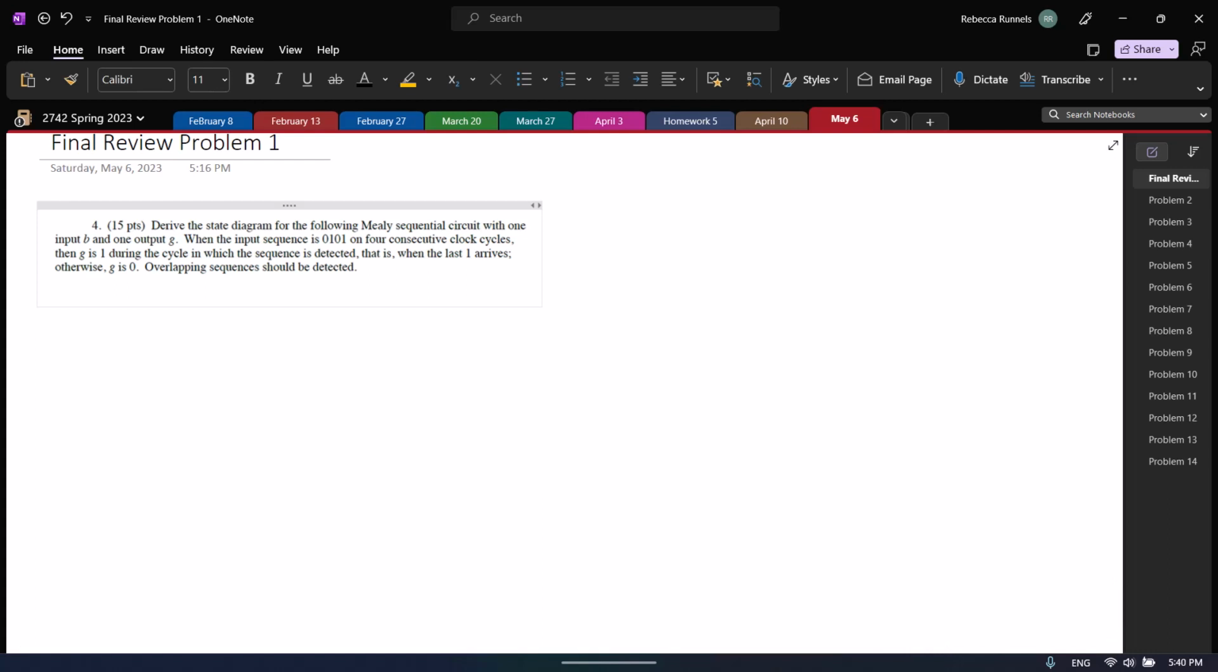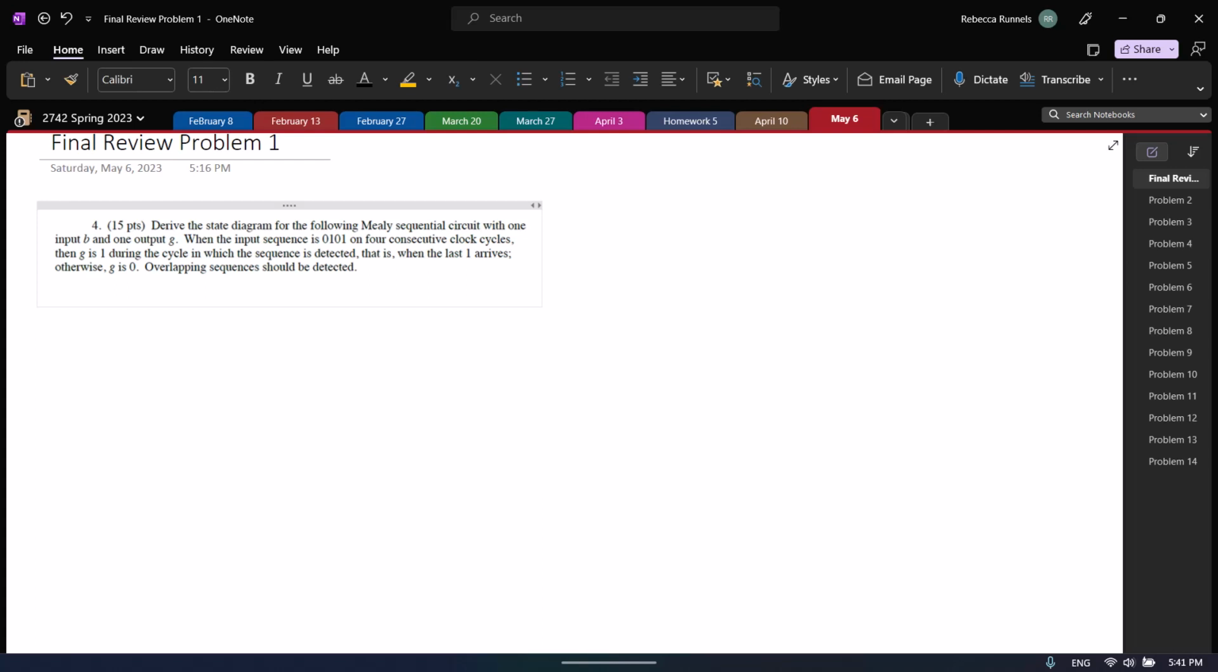All right. So this first one says, derive the state diagram for the following Mealy sequential circuit. So what does it mean to be Mealy? You depend on current inputs and current state. Yes, so your output depends not just on the state that you're in, but also on the inputs. So it depends directly on the inputs.